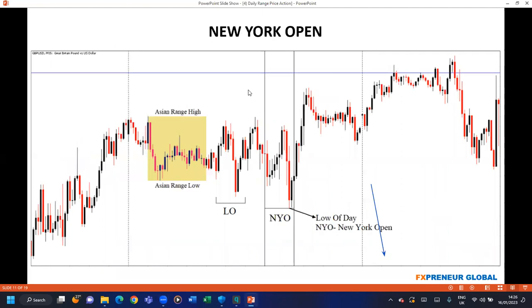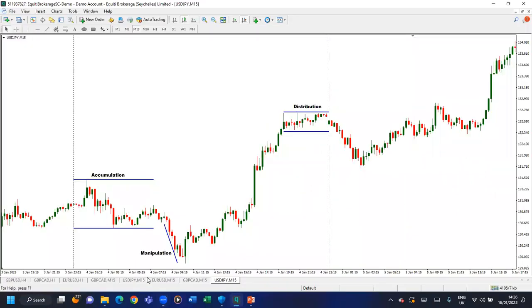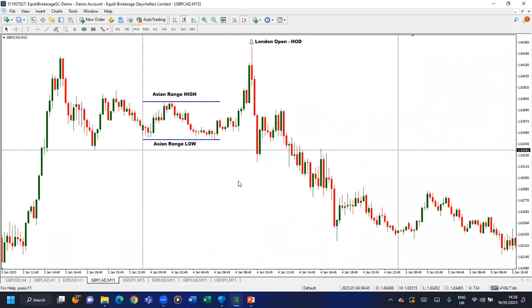You can see on this chart here, this is the Asian range. Then the London session opens and sets the initial low of the day. Then when the New York session opens, they took out this low, then set a new low for the day.